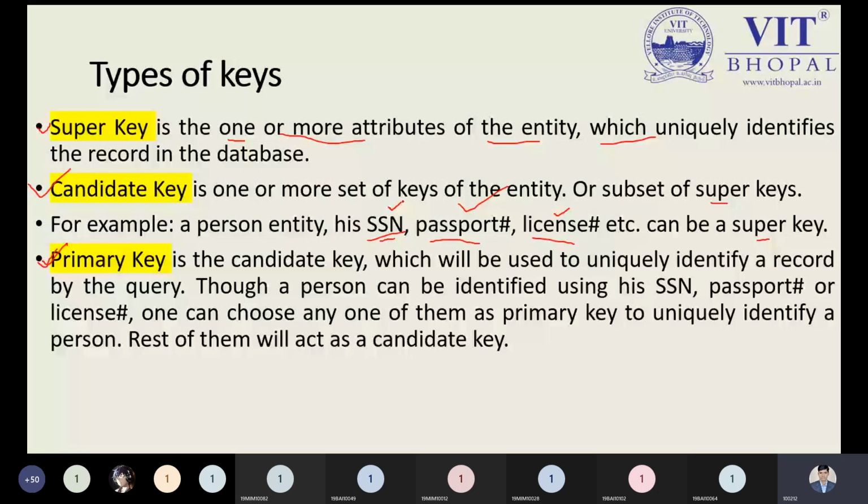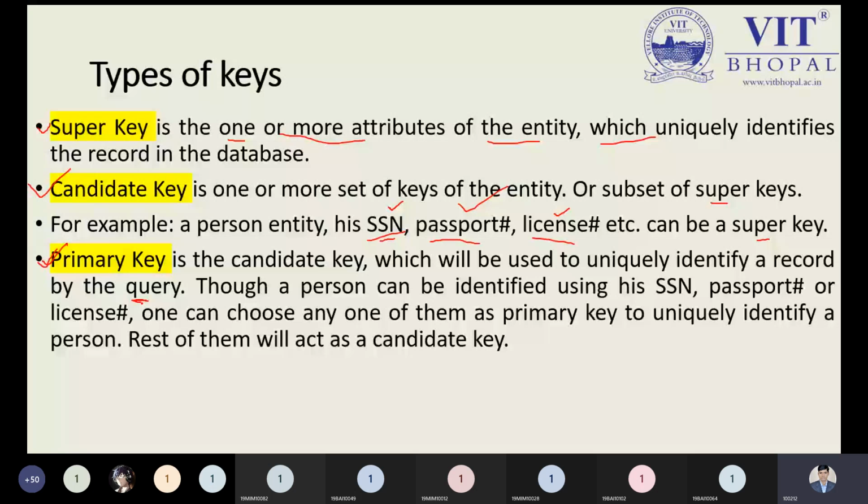Primary key will be a candidate key, which will be used to uniquely identify a record by the query. So in a large volume of the database, we have keys that can be super key or candidate key, but to represent the uniqueness, we have the primary key. I'm telling here with an example, then everything will be clear to all.